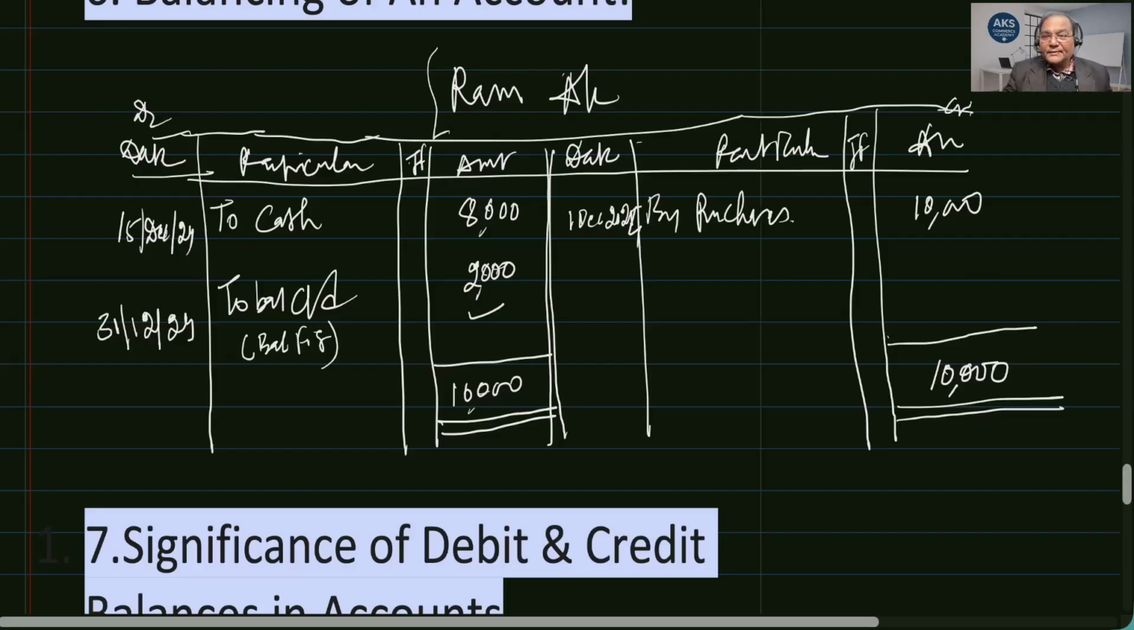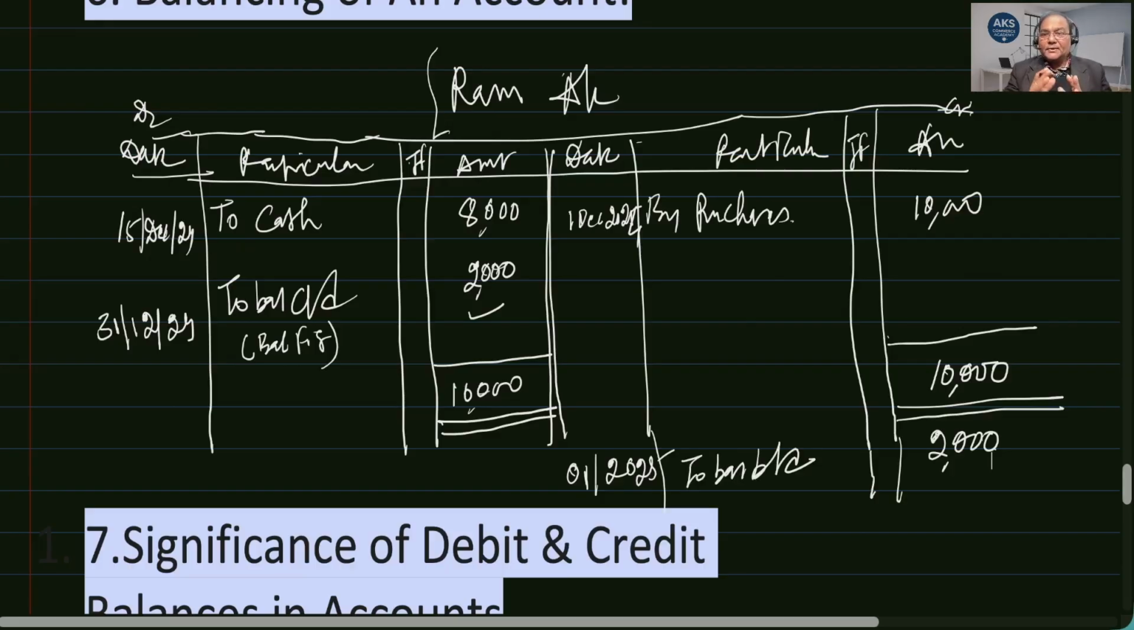Now this balance gets carried on to the next month, or next year. So let's presume it is next month. I'm carrying this balance on 1st of January 2025. How will I write it here? I'll write here to balance brought down, which remains to be paid to Ram. We can immediately refer to the book, and the book will say there is 2,000 rupees yet to be paid. So this is our balancing figure of Ram's account.